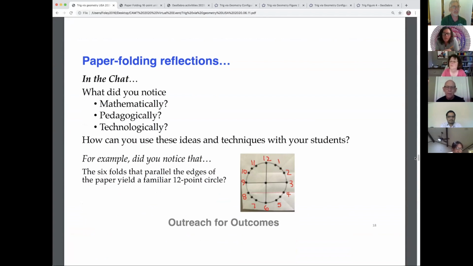So maybe one of the things you noticed was that when you made your 16-point circle, 12 of those 16 points, the ones that had folds parallel to the edges of the paper or parallel to the x and y axes, where those points intersect the circle, those are the 12-hour locations on a clock. So there's an example of student work of someone who did the folding and they said, hey, these are the positions on the clock. So what kinds of other things did you notice in your groups?